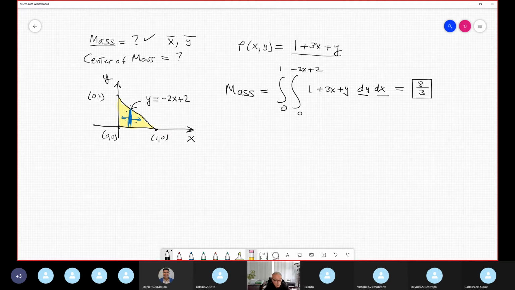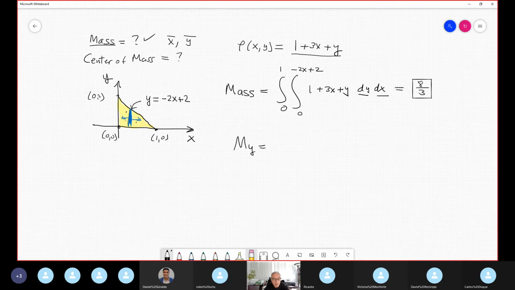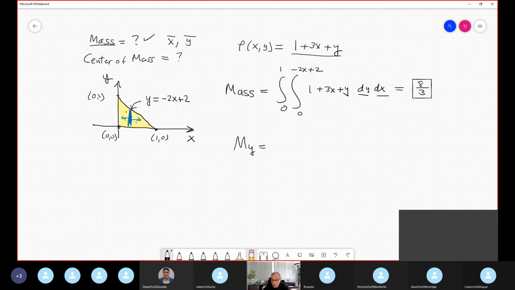To find the center of mass, I need to find the momentum. Momentum y. Where in the graph? Yeah, of course, it's given. So the geometry of the lamina is given. The density function is given, the lamina is given, for which you want to find the mass and the center of mass. It's a triangle with vertices 0, 0, 1, 0, and 0, 2. Okay. This is given.